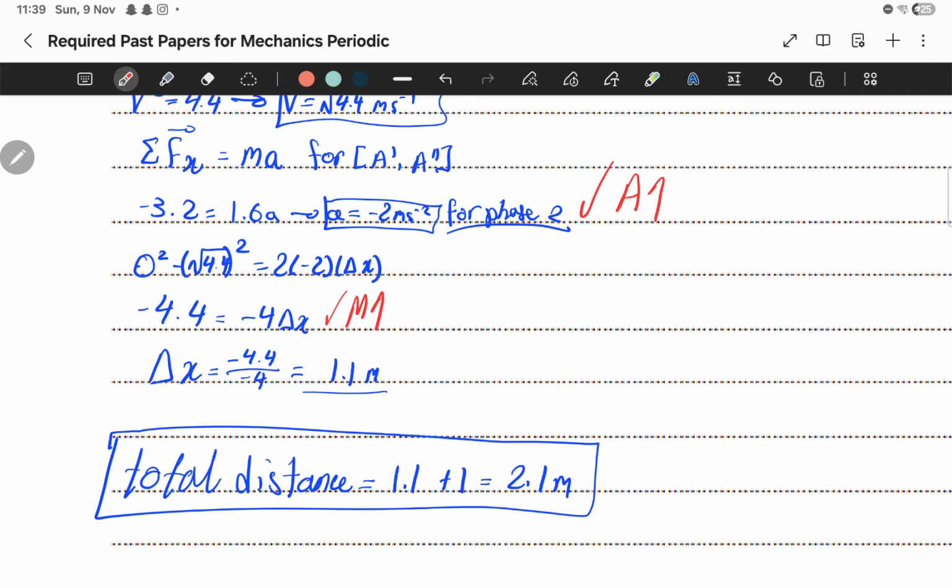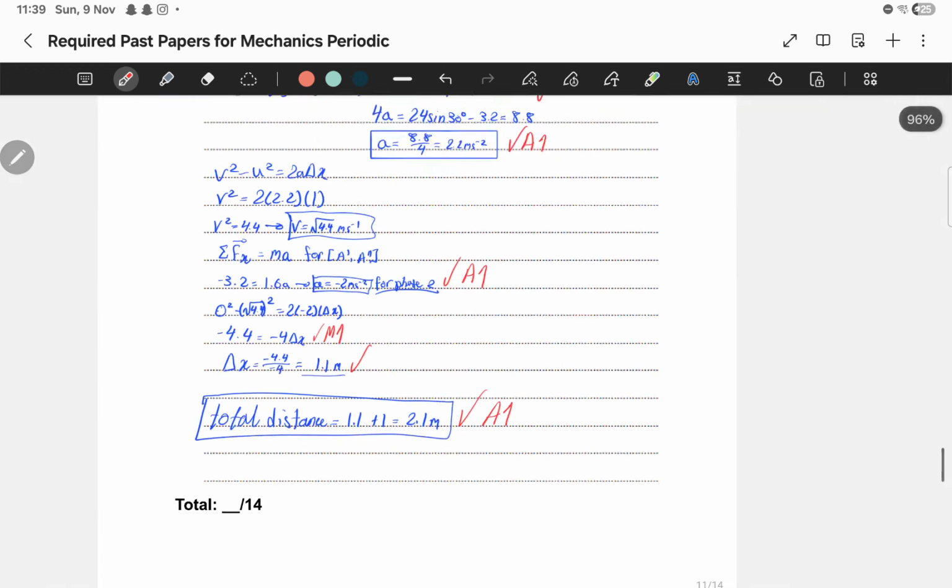Now 1.1 meters, and then the total distance is 2.1 meters. This is A1. So you're done with this question. So 14 marks.